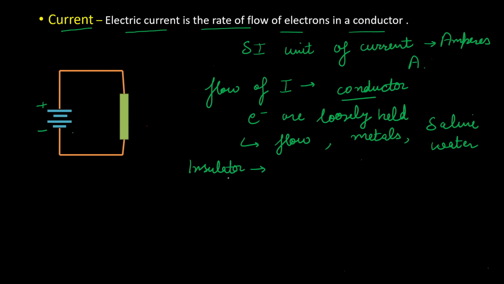In other materials it is very difficult for the current to flow, because the charge is not freely distributed. So with the application of EMF, for example in the case of plastics or wood, these are examples of insulators, and insulators restrict the flow of free electrons.